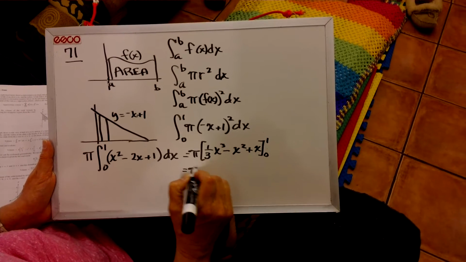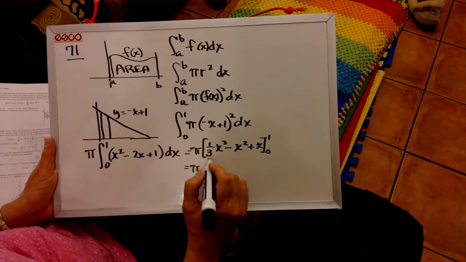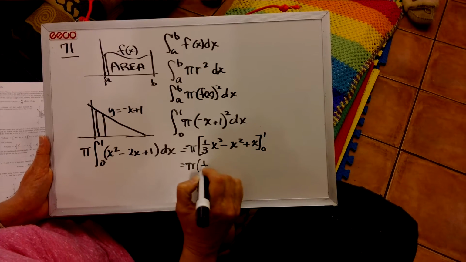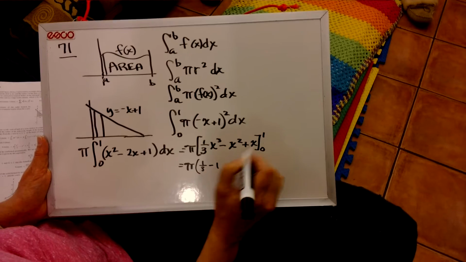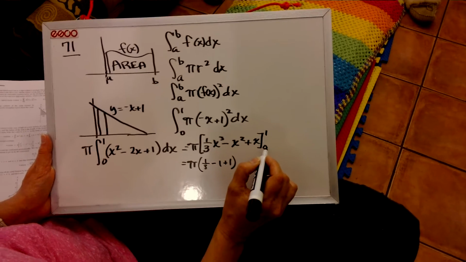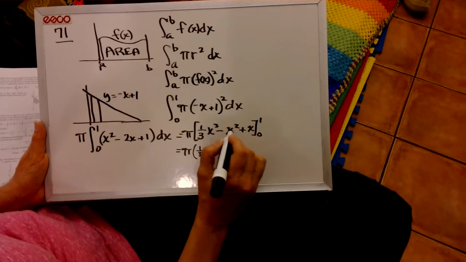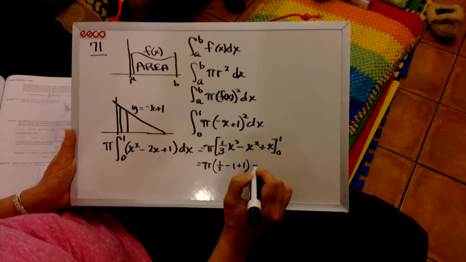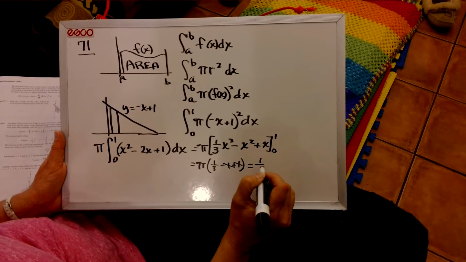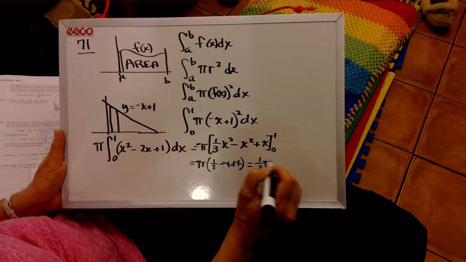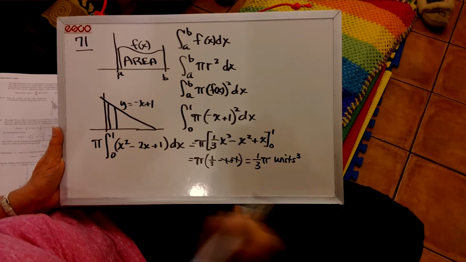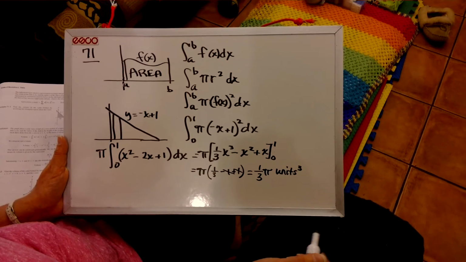So we've got pi times 1/3 minus 1 plus 1, and we would do minus the 0, but that's going to be 0 minus 0 minus 0. The minus 1 plus 1 goes away, so we've got 1/3 pi units cubed.